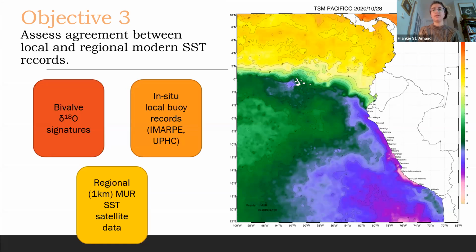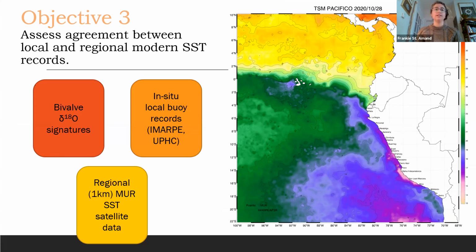The sea surface temperature satellite data is what I'm calling regional. It's a 1 kilometer pixel, which is good for sea surface temperature oceanic data. However, a 1 kilometer span doesn't really reflect the local growing conditions of a single bivalve. So for that reason, I wouldn't refer to it as local.